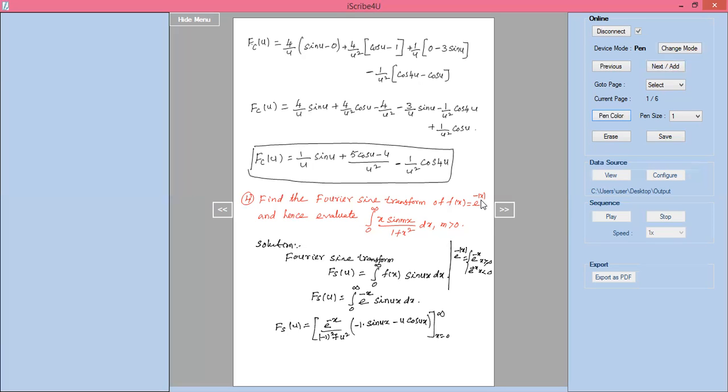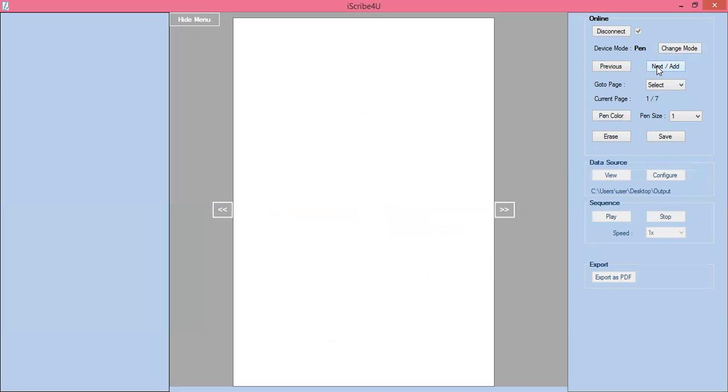So in the next sheet I am writing, you'll get it in the form of Fs of u equal to, if I take 1 divided by 1 plus u square outside, and the minus symbol also outside, then inside I will get e power minus x into sine ux plus u into cos ux, with limits x equal to 0 to x equal to infinity.